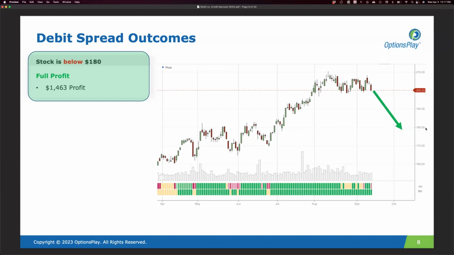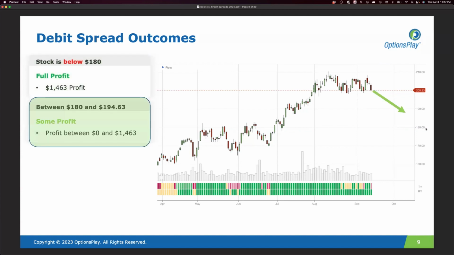Now, this is the best case scenario. The trade works out exactly the way you expected it to. You're going to make a $1,463 profit. But what if the stock were to drop, but it doesn't drop very far? Let's say it ends up somewhere between $180 and $194.63. $194.63 represents the break-even price. That's $200 minus $5.37, what we paid for that strategy.